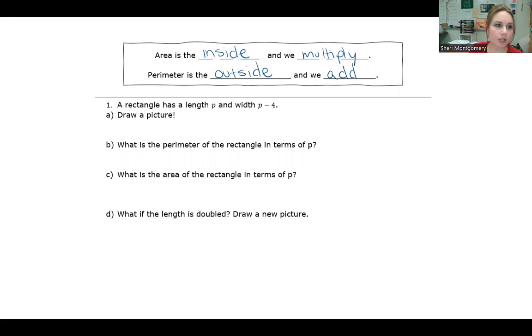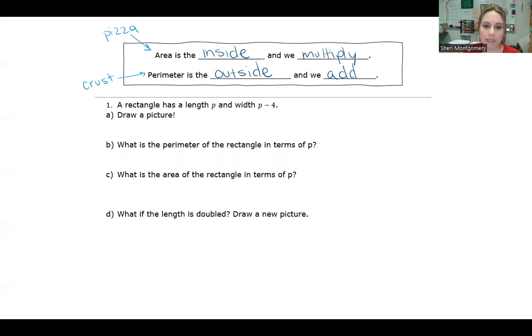Another way that you could describe these more pictorially, like the area, that is like pizza. And the perimeter, that's like the crust. Okay, one is like the inside, one is the outside, or all around. So one is like the pizza, one is like the crust. So let's do some stuff.